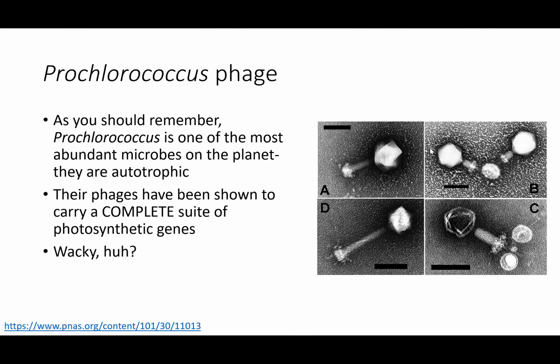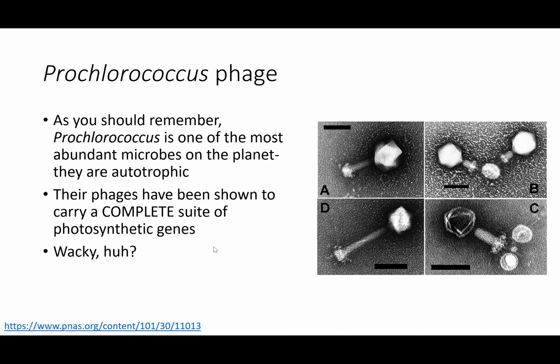So we're seeing Prochlorococcus, and we're seeing a Prochlorococcus phage here. What ends up happening is these phages have been shown to pick up a complete suite of photosynthetic genes, meaning that while these phages themselves cannot photosynthesize, they can then transmit those photosynthetic genes to a completely unrelated microbe.